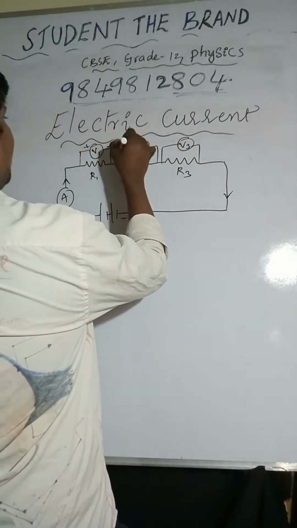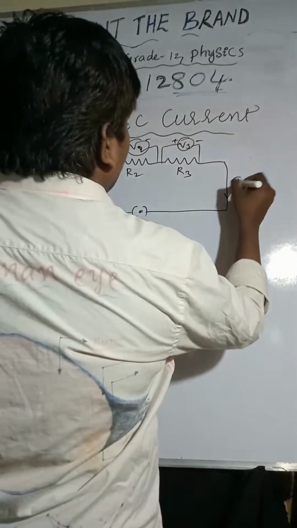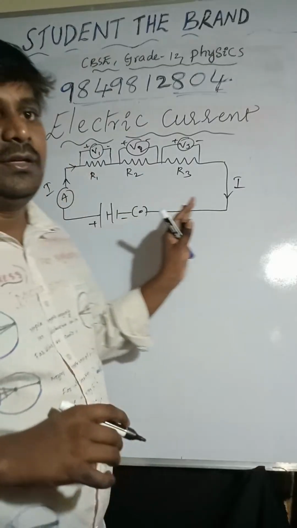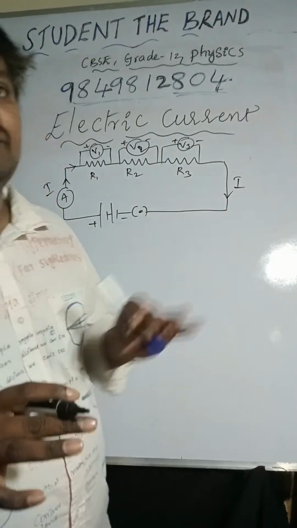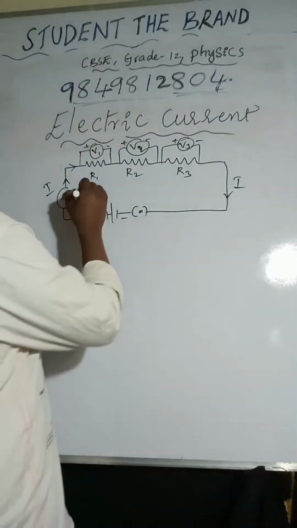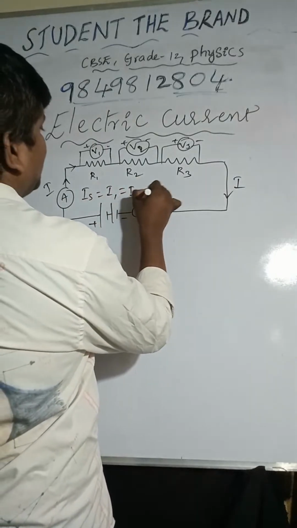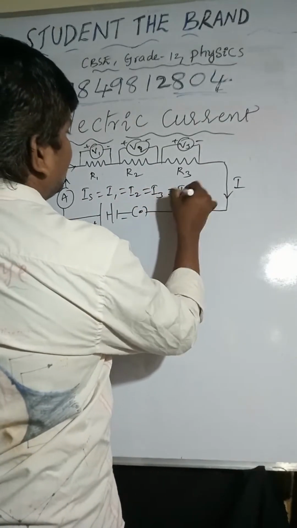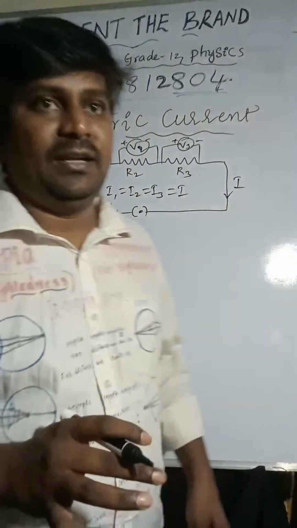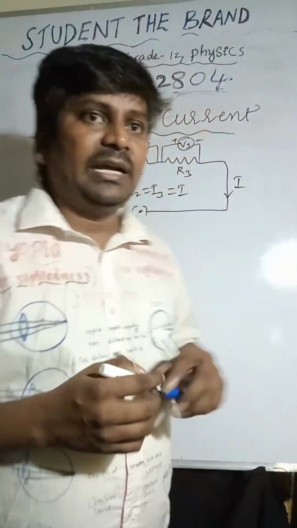Okay, so current is flowing like this. I, and here also I. So in the entire circuit, current is the same. Throughout the circuit, current is the same. Yes or no? So Is equal to I1 equal to I2 equal to I3 equal to I. Current is the same, but potential difference is different. Right?